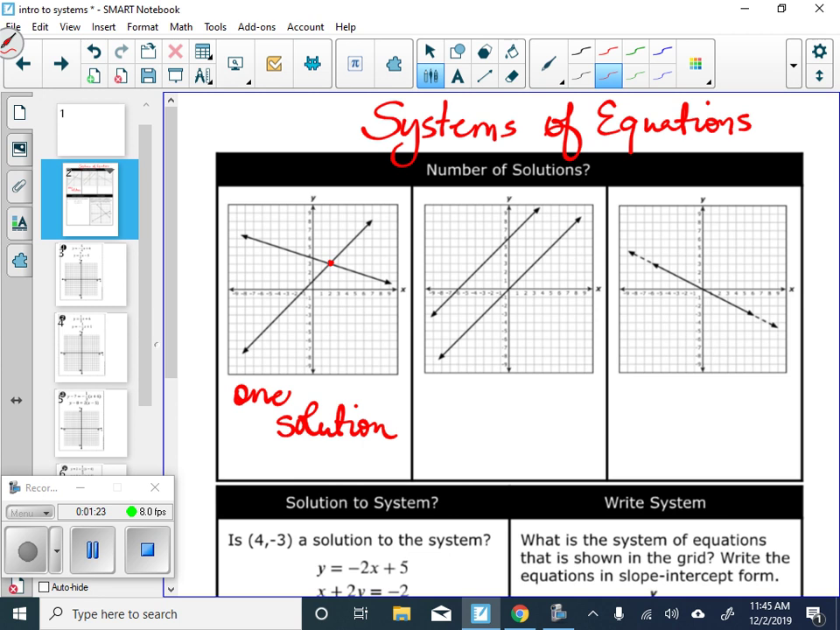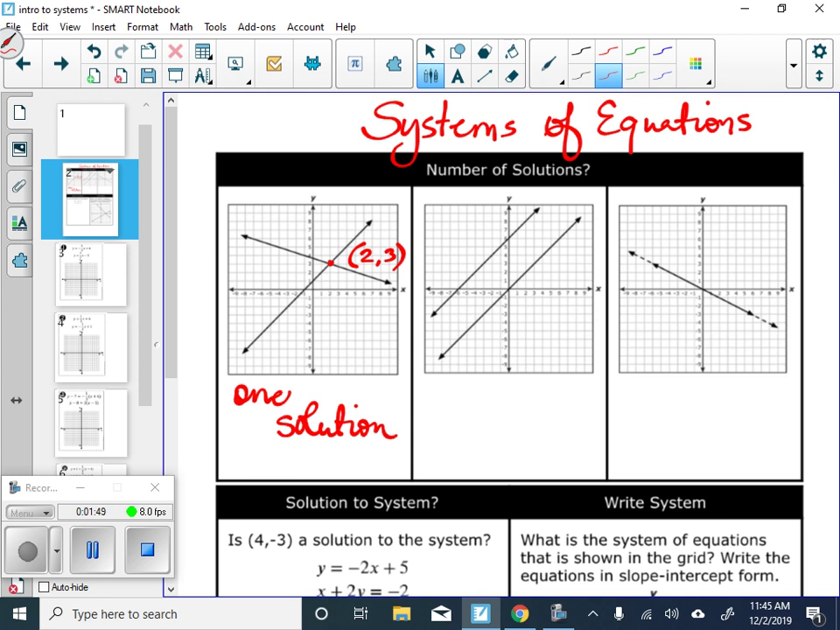Now, where is that solution is my next question. So if I look at this graph, where is this solution located? My x is 2 and my y is 3, so I can write that as an ordered pair, 2, 3. Would you agree? Solutions for systems will always be in the form of an ordered pair. Questions so far? Look at the next set.